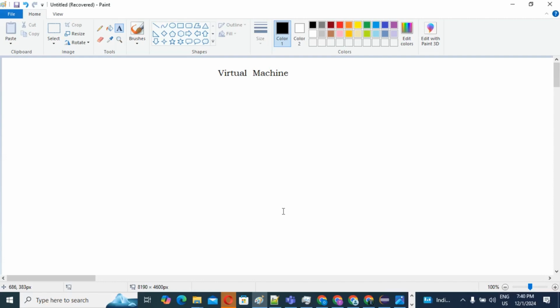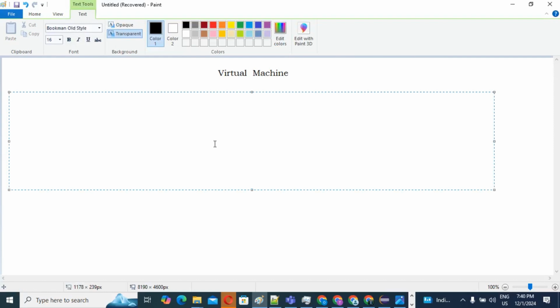Great. In a single term we can also define what a virtual machine is. So, as the definition, what is a virtual machine? I'm writing here: definition of virtual machine. See the definition of virtual machine.